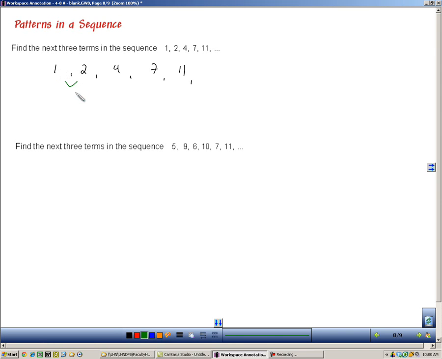So the pattern here, 1 to 2 is a +1, 2 to 4 is a +2, 4 to 7 is a +3, 7 to 11 is a +4. So the next three will be +5, +6, and +7. 11 plus 5 is 16. 16 plus 6 is 22. And 22 plus 7 is 29.